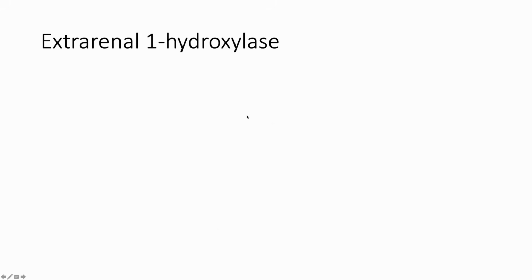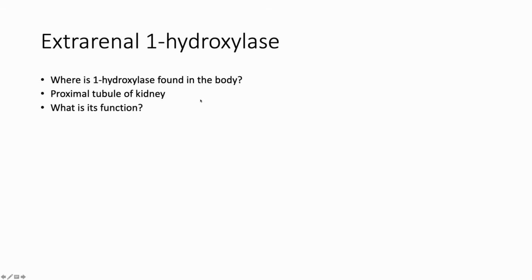Okay, so lastly, we're going to talk about extrarenal 1-alpha hydroxylase activity. So Sarah, where is 1-hydroxylase found in the body typically? It's found in the kidney, in the proximal renal tubule. Yeah, perfect. Proximal tubule of the kidney, sometimes called the PCT, proximal convoluted tubule. Great. And so what is its function again, Sarah? It adds the other hydroxyl group to 25 hydroxyl vitamin D, so it becomes 125.